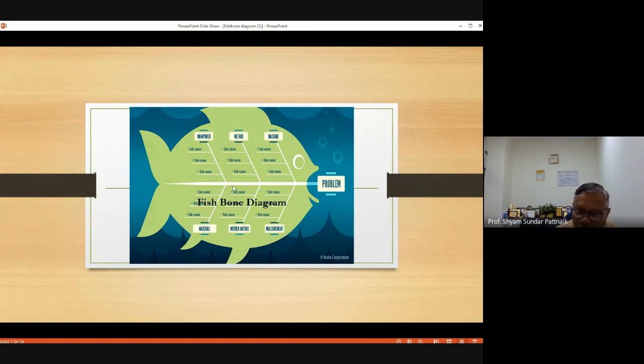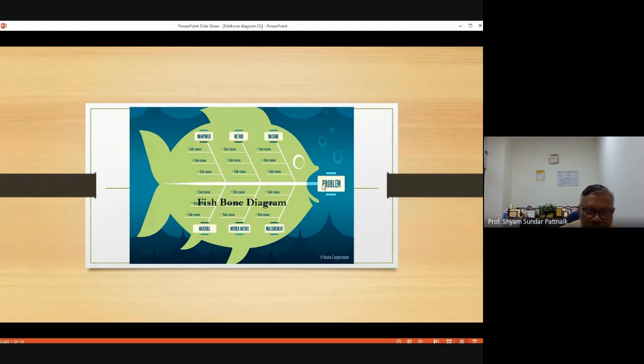You have to draw an arrow like this, what I am showing here. You have to draw an arrow like this, and the front end of the arrow should be the problem. So this is basically the mouth of the fish, the problem. Then on the ribs, the main cause for that problem is to be defined. In your opinion, whatever you feel are the main causes should be put on the ribs.